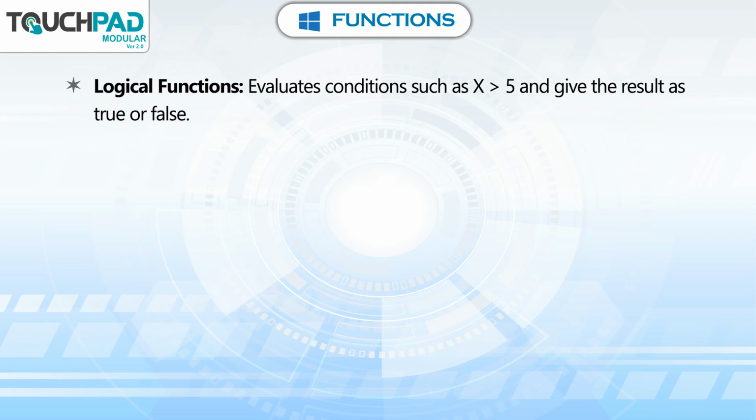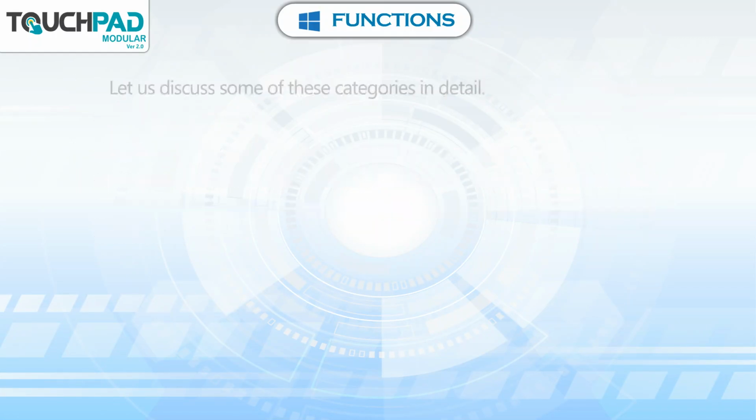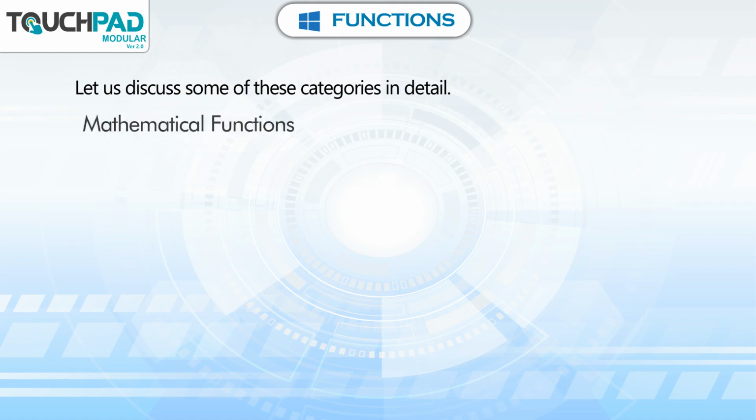Logical functions. Evaluates conditions such as x is greater than 5 and give the result as true or false. Text functions. Performs a number of operations on strings, that is, a collection of characters like hello, friend, computer, etc., such as finding the length of a string, joining two strings, searching for one string inside another, etc. Let us discuss some of these categories in detail.